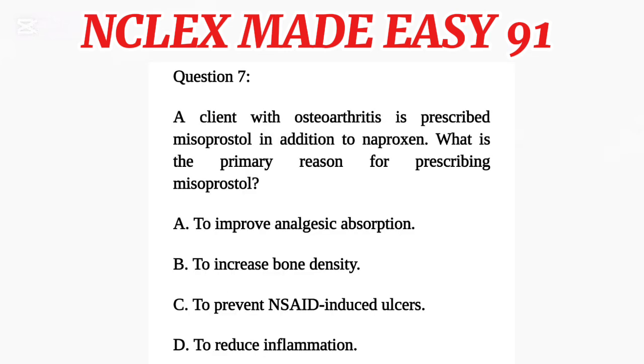Question 7. A client with osteoarthritis is prescribed misoprostol in addition to naproxen. What is the primary reason for prescribing misoprostol? A. To improve analgesic absorption. B. To increase bone density. C. To prevent NSAID-induced ulcers. D. To reduce inflammation.